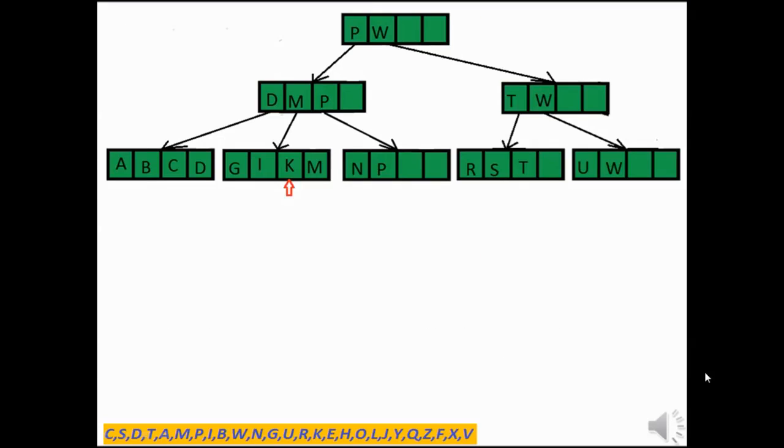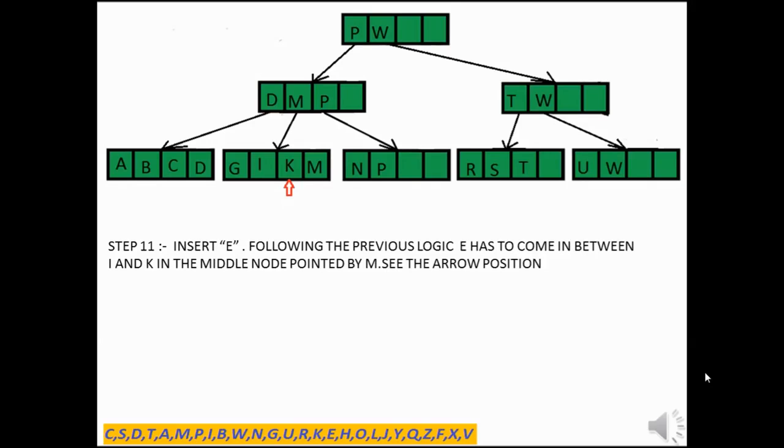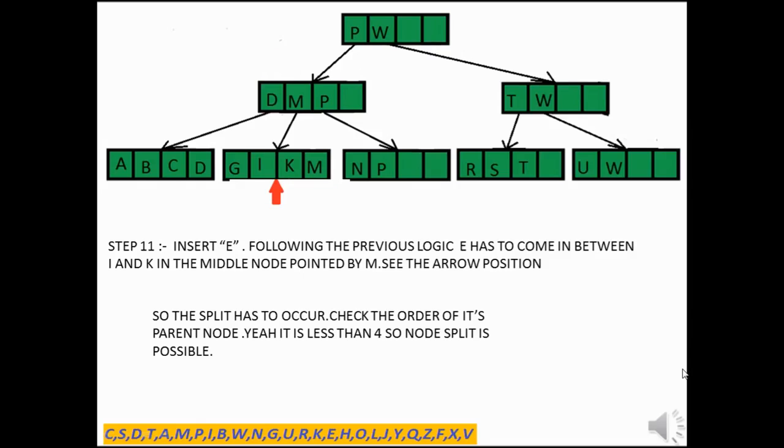After the insertion of K, come to the insertion of E. Here, following the previous logic, we know that E has to come between I and K in level 2. See the arrow position, you'll come to know. Since the node is full, it is obvious that a split has to occur. But check the order of its parent node. Why are we checking the order of the parent node? Just to confirm whether a node split has to occur or a level split has to occur. Since in the parent node some space is still left, there is no need for a level split. We'll easily do a node split.